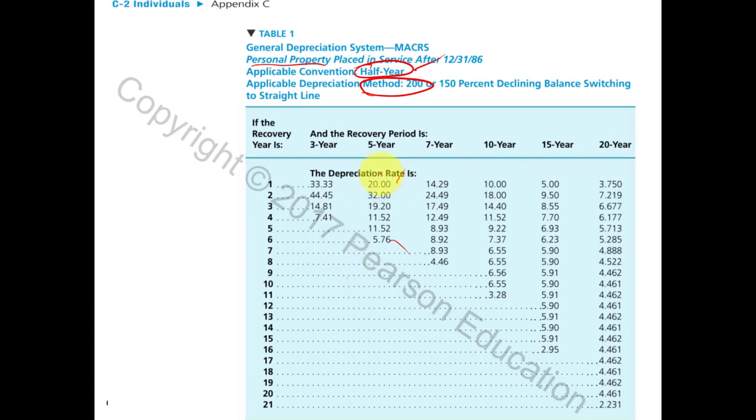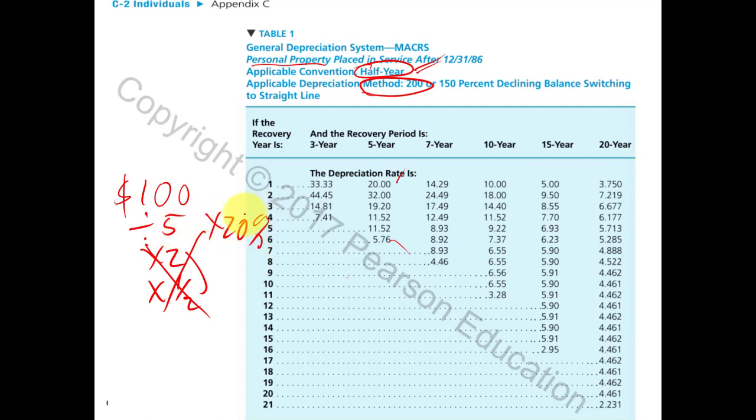Let me go through the 20% here. Let's assume there is a $100 cost. We would divide this by 5 because that's the life. But we take double, that's the 200%. But the convention is half year in that first year, so I multiply by half. These two cancel each other out, leaving me just dividing by 5, which is the same thing as multiplying by 20%.